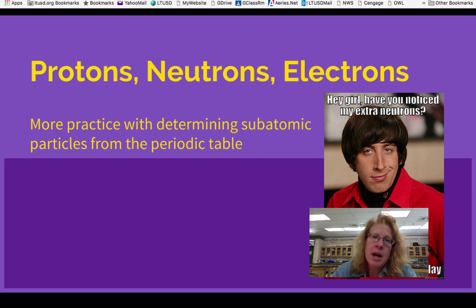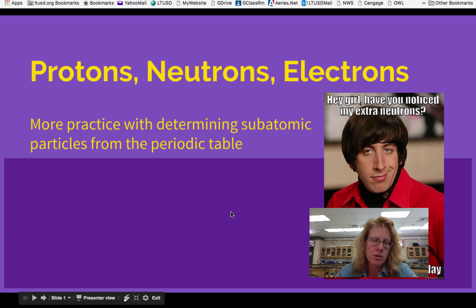So anyway, a number of you have asked me for some more examples, some more practice with determining the numbers of protons, neutrons, and electrons. This is all over the test. But being able to use the periodic table or being able to use symbols to tell me the numbers of p's, n's, and e's that are found in an atom. So that's what this little one is about.